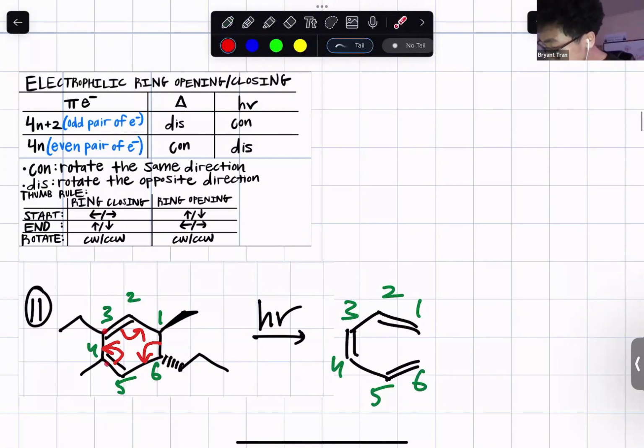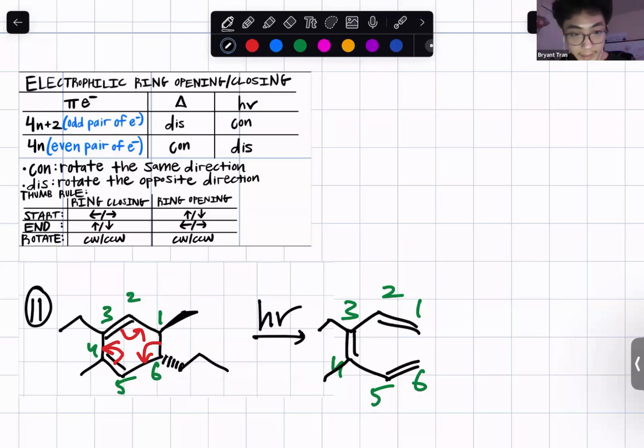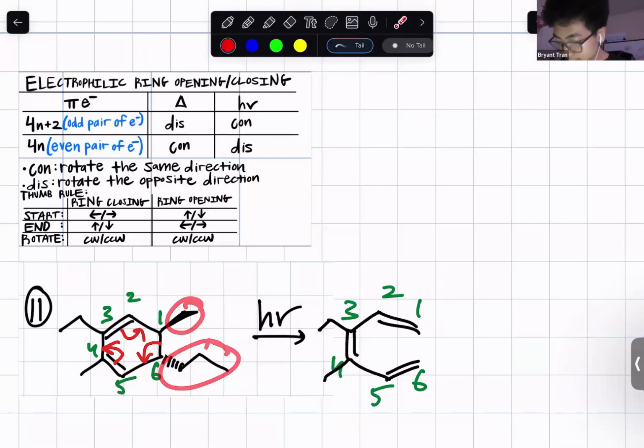Carbons 3 and 4 stay flat and planar, sp2 hybridized. So I'm going to keep them as flat and planar. That ethyl group is flat, this methyl group is flat. Right? Now, we have this methyl group and propyl group that was wedge and dash, but it can no longer be wedge or dash because it became sp2 hybridized.